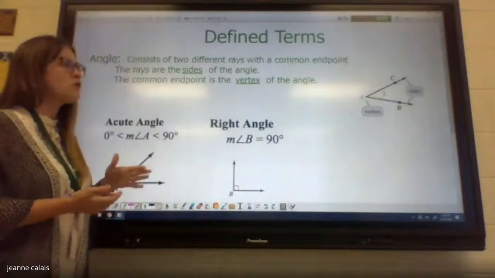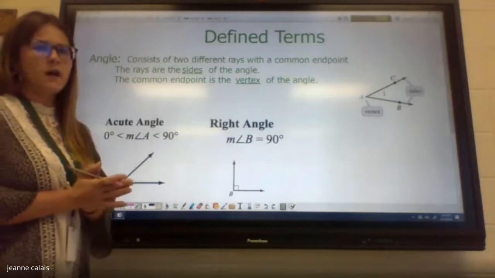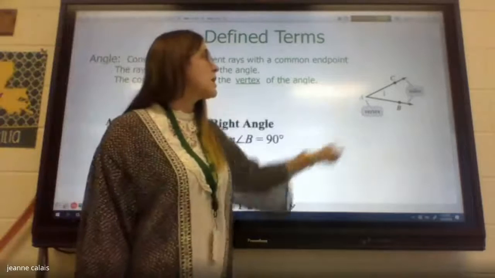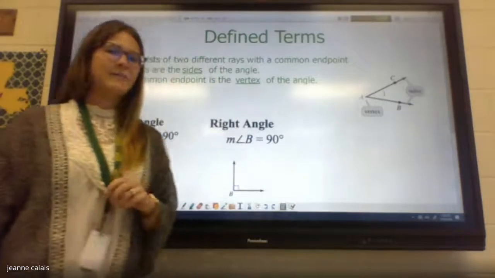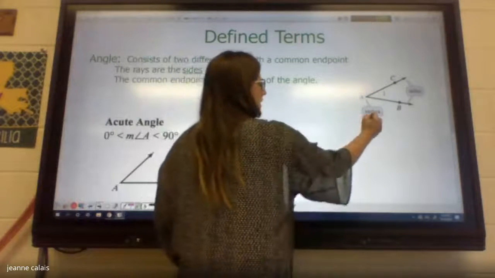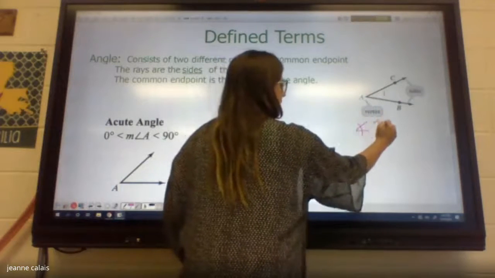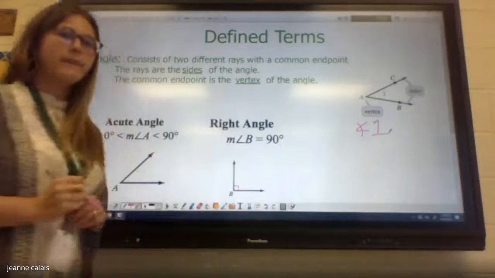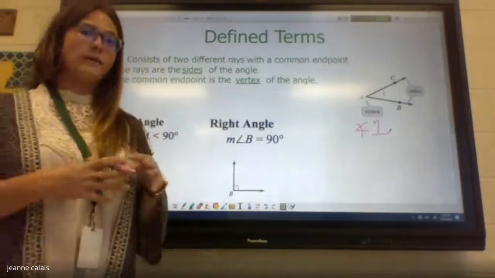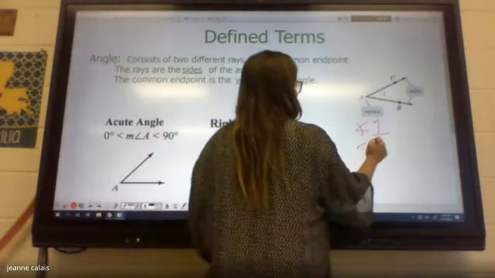An angle is made up of two rays with a common endpoint. That common endpoint we call a vertex, okay? There are different ways to name an angle. The first is if it has an identifying number, we could call it by that number. So angle 1. Since this angle is simplified and it's only one angle in that figure, you can name it by the vertex.